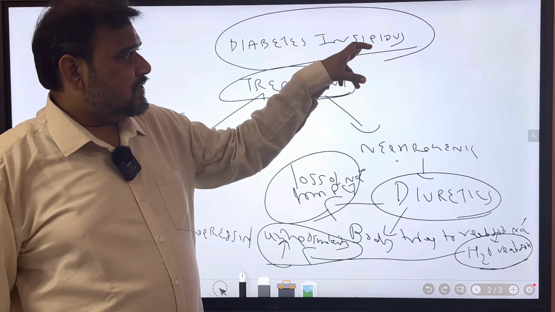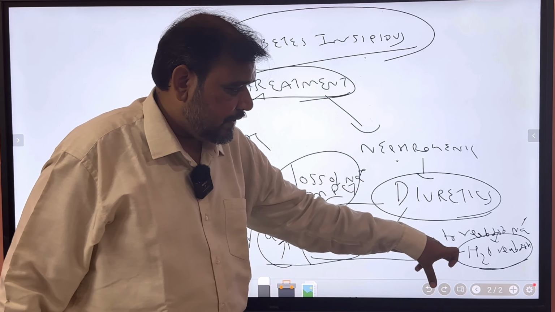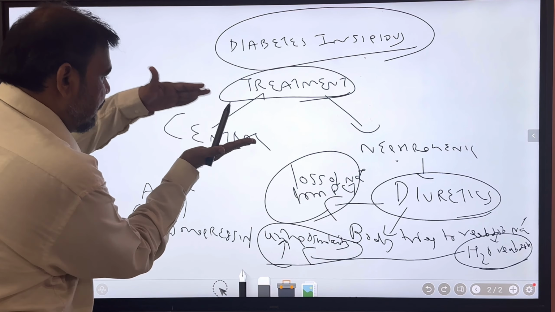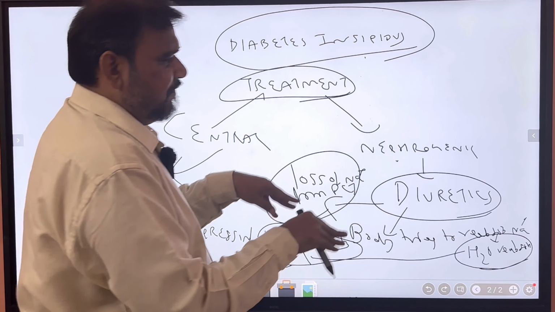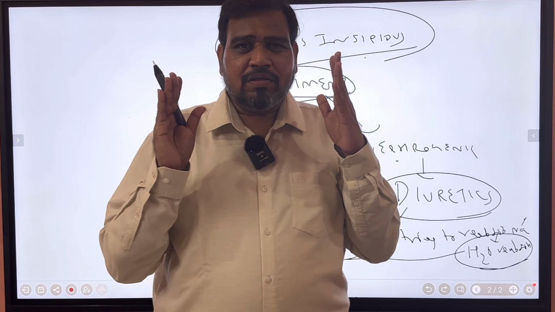But what happens in diabetes insipidus? Water is lost. But because of giving diuretics, water is reabsorbed. So if he is suffering from central diabetes insipidus, give ADH, that is desmopressin, an analog of ADH. If he is suffering from nephrogenic diabetes insipidus, give diuretics. So I hope it is very clear.